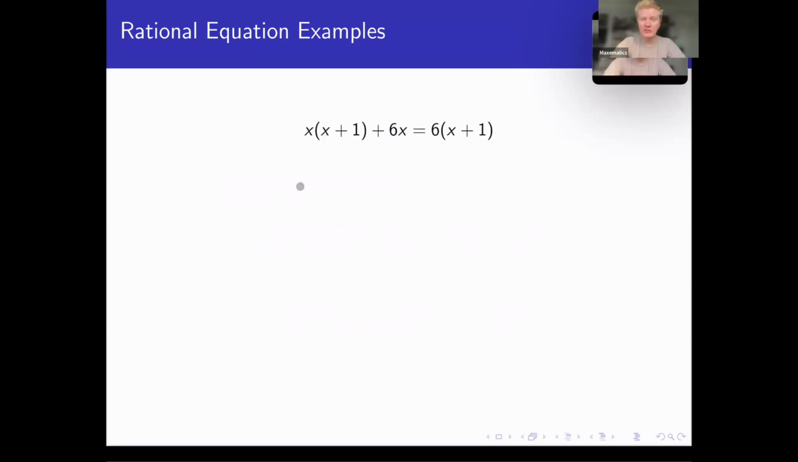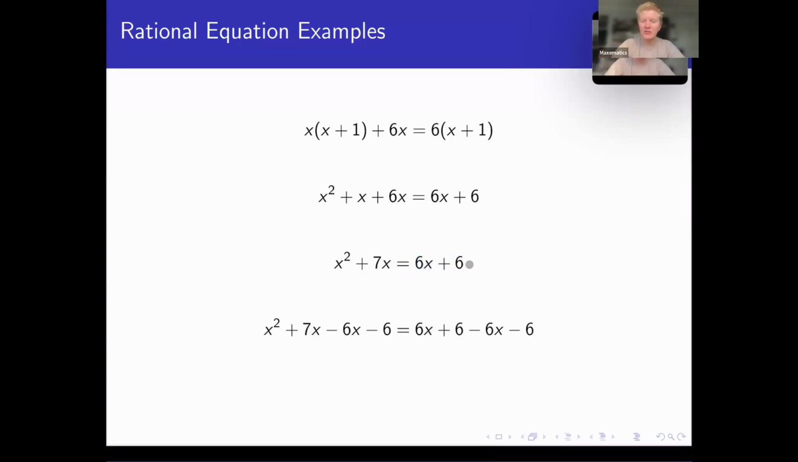From here, we can distribute x. We can distribute 6. We can combine x and 6x. If you have 1 apple and I give you 6 more, you now have 7 apples. Let's bring 6x plus 6 to the other side. Let's get everything to one side. So let's subtract 6x and 6 on both sides.